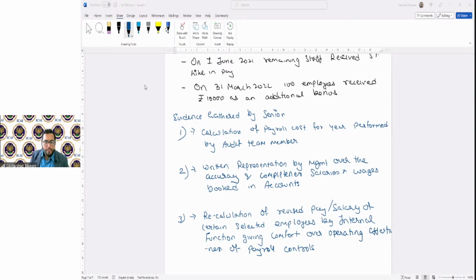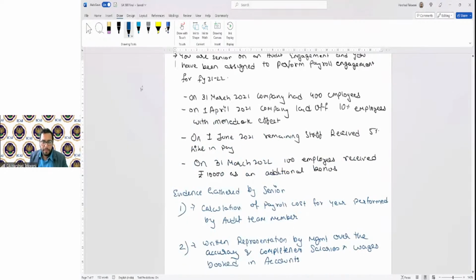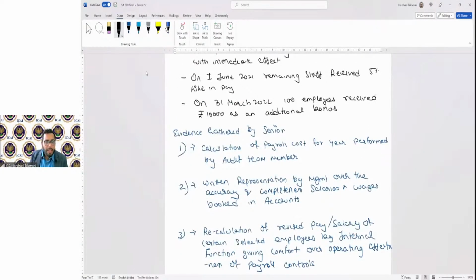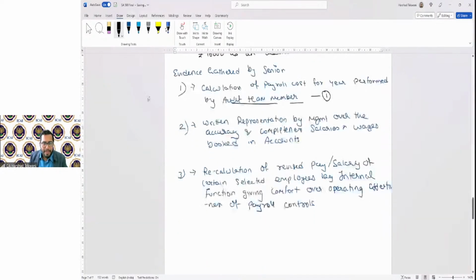Calculation of payroll cost for the year performed by the audit team member will be the highest, the first in reliability. Second will be the recalculation of the revised pay of certain employees by the internal audit function, and the third will be the written representation. This is the order of reliability, because if something has been performed by the audit team member, it will be more reliable compared to the internal audit function and the written representation.